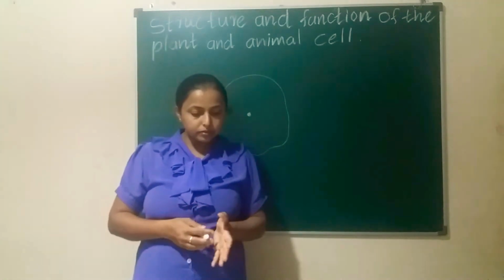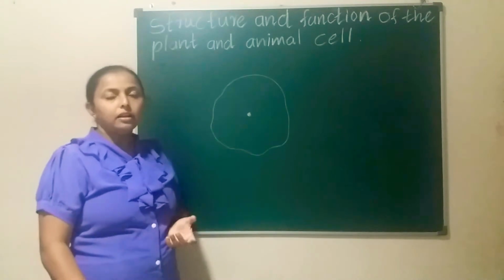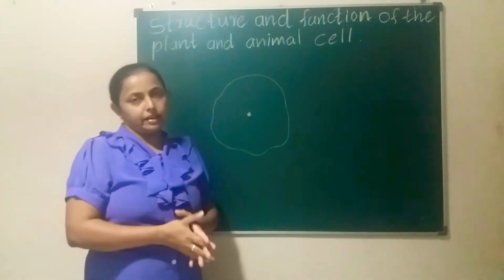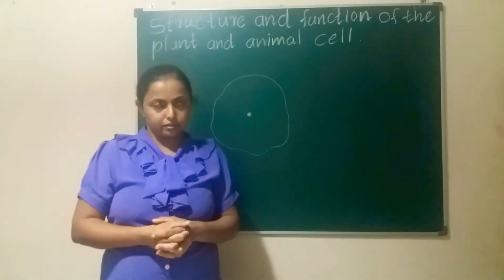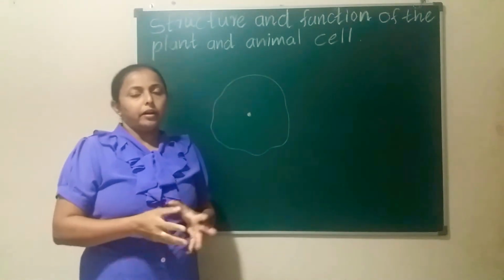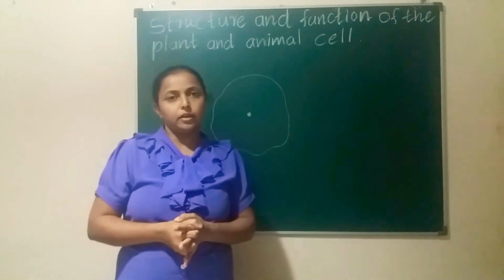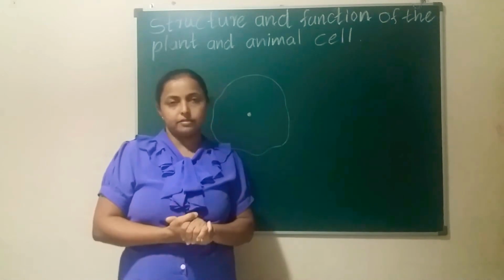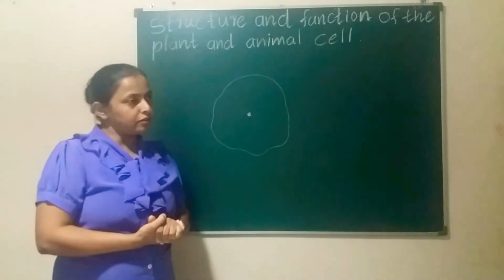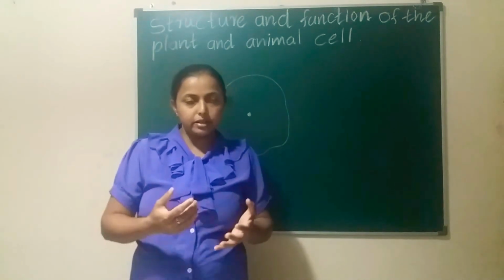Then we can't observe the cell with the naked eye, right? We use the light microscope. At first, we didn't have any microscope. Then how did we identify this? At first, who discovered the cell? Who discovered it?